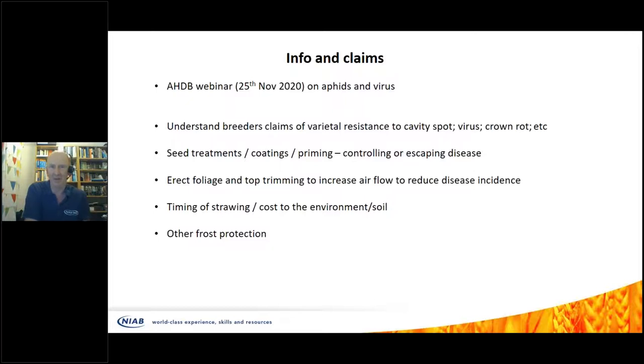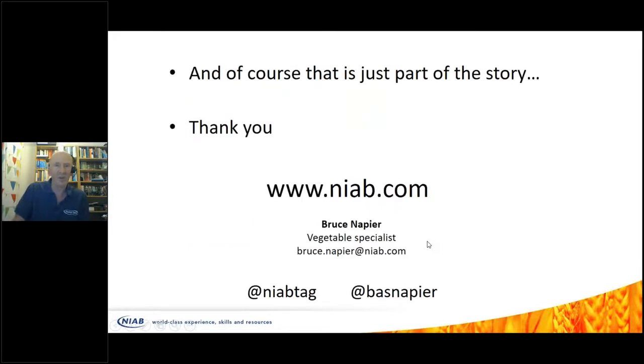Talk to the seed coating and production companies. We did some work on priming against BMOX and against WAC-IL, and that was in the carrot presentation the other day. So if you've got a chance to look back at that, there's more data there to look at. I mentioned foliage erectness and trimming carrot tops late in the season to allow air flow through the crop, timing of strawing, etc. And that's of course just part of the story.